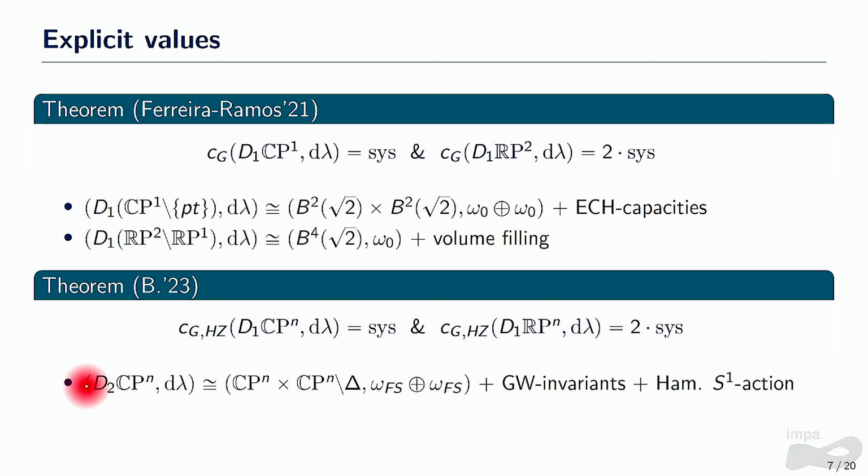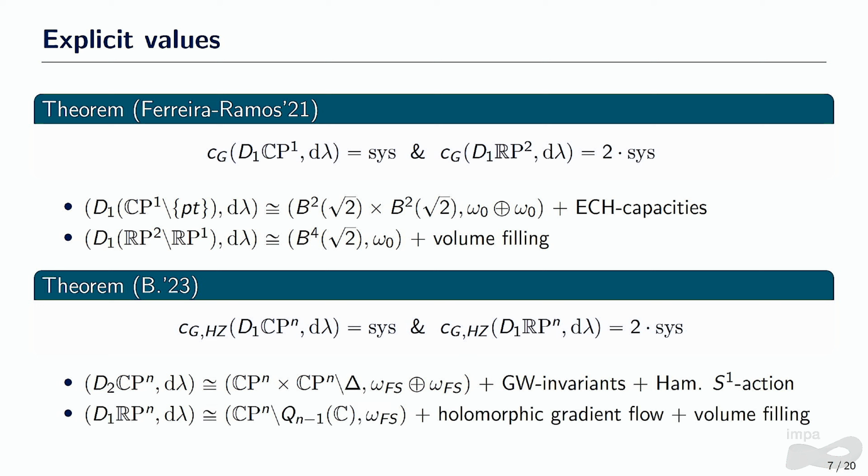I put the term Hamiltonian circle action here because in the more general setup of Hermitian symmetric spaces, which we will have in a minute, you can identify the ball as a sublevel set of a Hamiltonian generating a circle action.